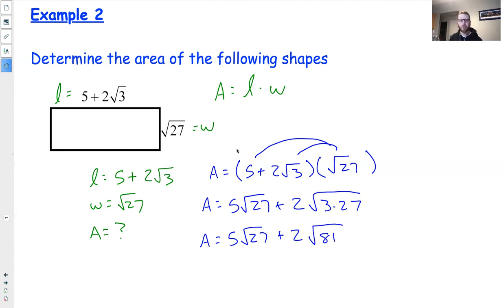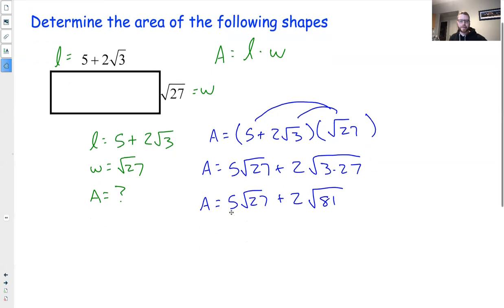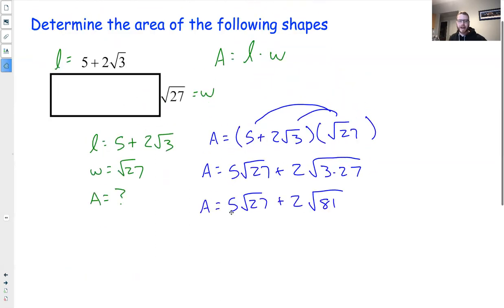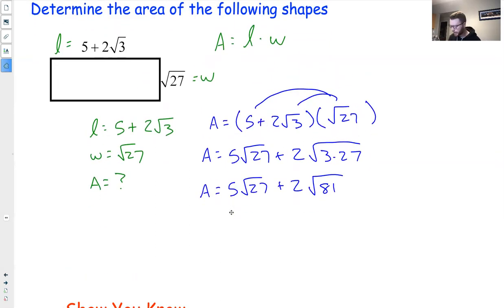Okay, so hopefully you're recognizing that we do not have the same radicand, but we can simplify this a little bit to get the most simplified answer, okay? Hopefully you are recognizing that 81 is a perfect square. So we can take the square root of 81, that will give us 9. And we can simplify 27 into more simple terms, okay?